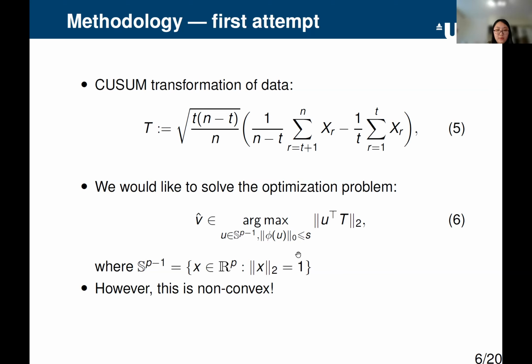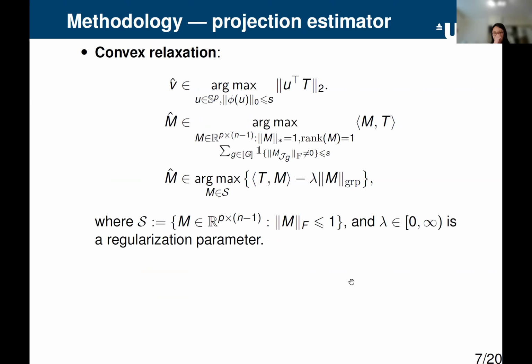So initially, we want to solve this optimization problem subject to this constraint. However, we can see that this problem is non-convex, so it is very hard to solve. Then we want to perform a convex relaxation of this problem. So the problem in the first line is the initial problem that we want to solve.